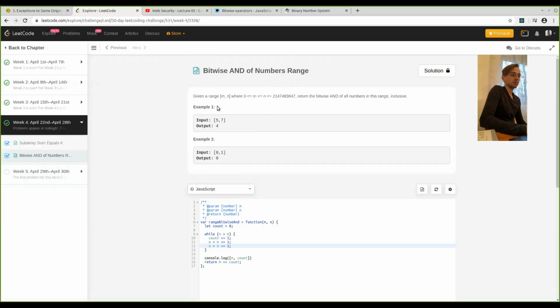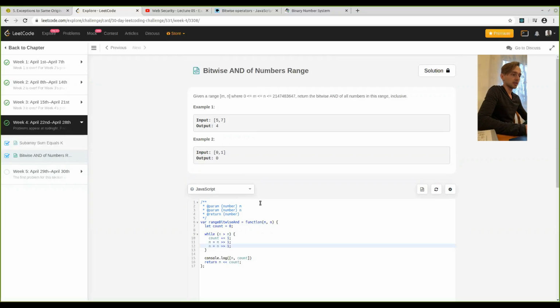Given a range m through n, where 0 is less than or equal to m, which is less than or equal to n, and n is less than or equal to, where does that even end? Is it 2 billion? Yeah, 2,147,483,647. So that's like 10 to the power 9. That's way too big for us to think about looping from m to n successfully to find the bitwise AND of the entire range.